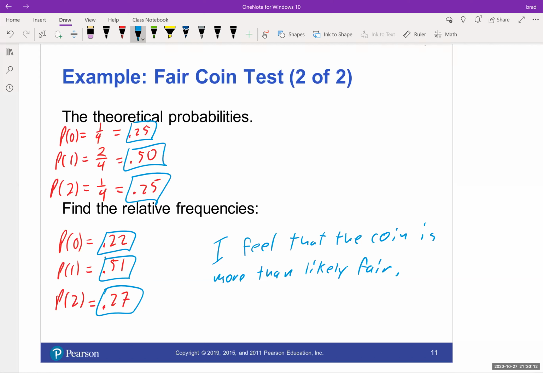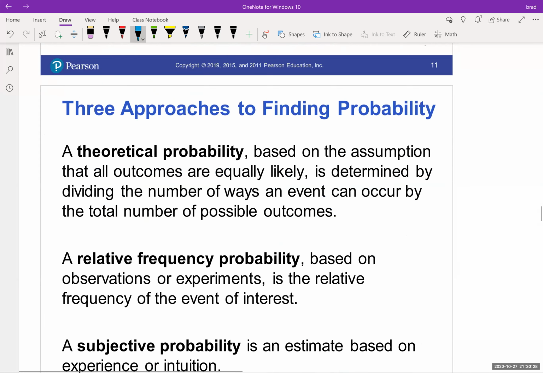That's the whole point of Vegas, is they're always going to win, because the theoretical probabilities and the law of large numbers tells them that eventually the probabilities will come true, will show themselves. So even after 100, it was still pretty good.